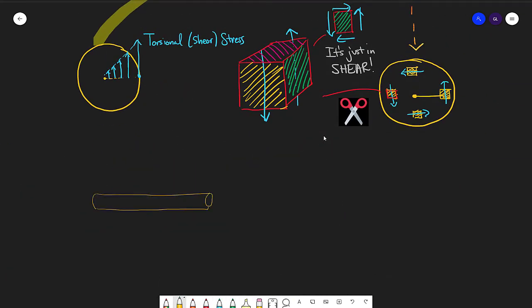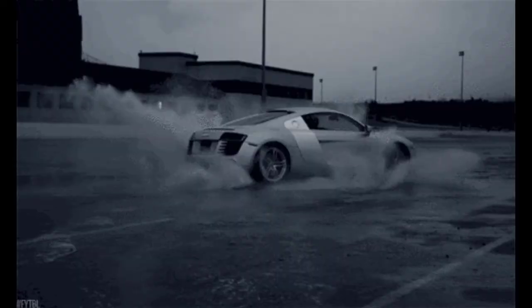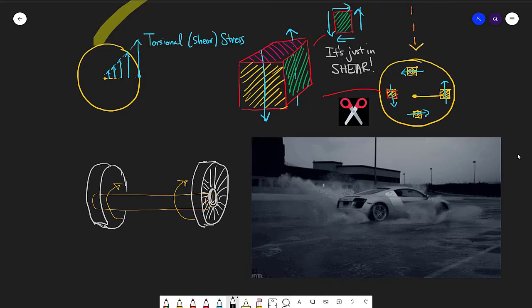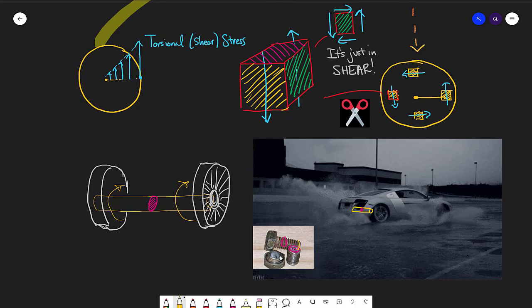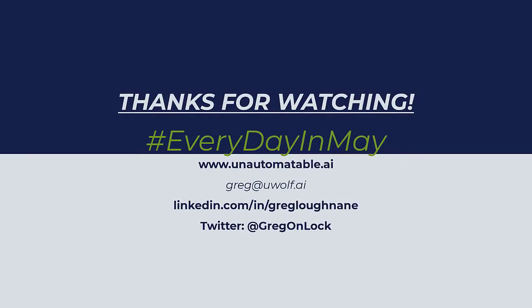So let's look at a real life example real quick. Burnout time. Yeah, well, where's it gonna break? It's gonna break in torque. It's gonna break in shear, just like a bolt. That's all there is to it.